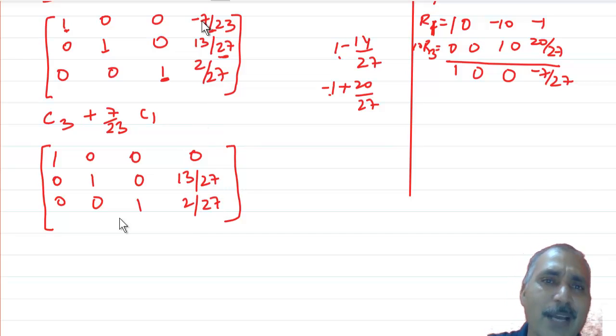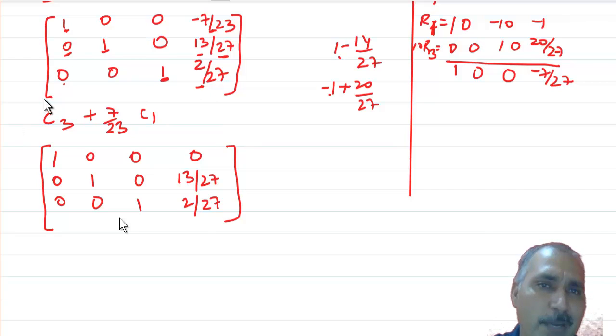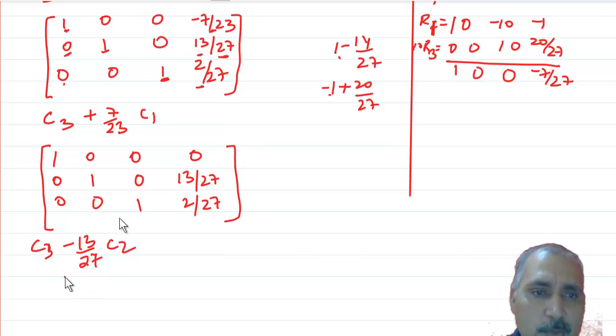See here, as this and this will have an impact. And since corresponding elements for this one, to do the operation with this one it is 0, to do the operation with this one it is 0, so it will not have impact on it. So directly you can do this one. Next we can have C3 minus 13 upon 27 times of C2.